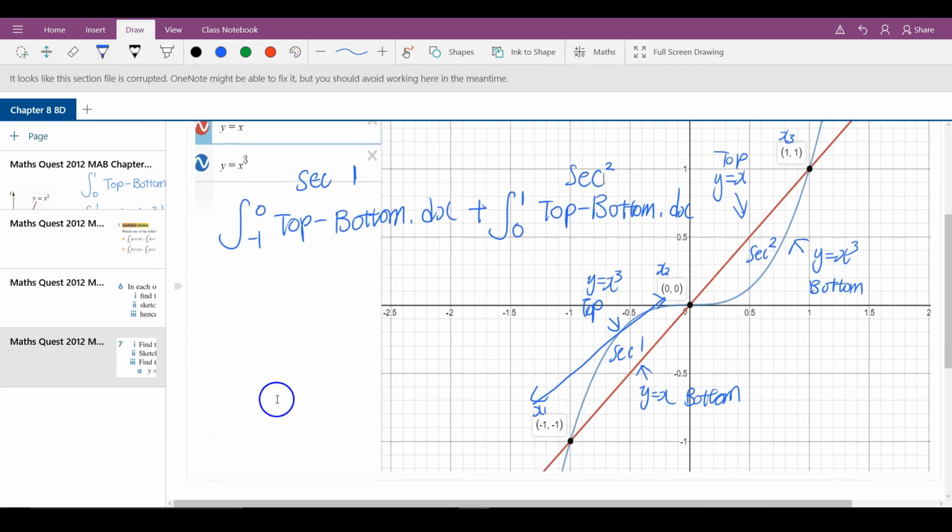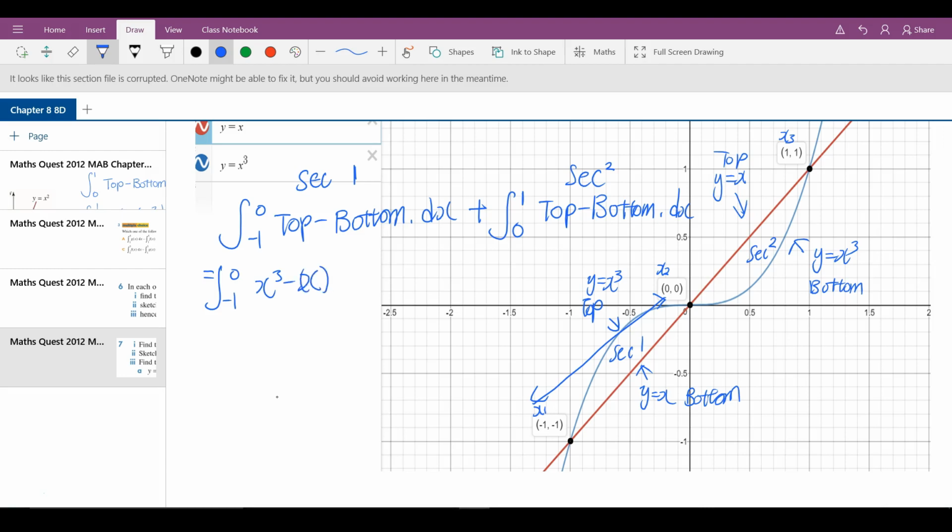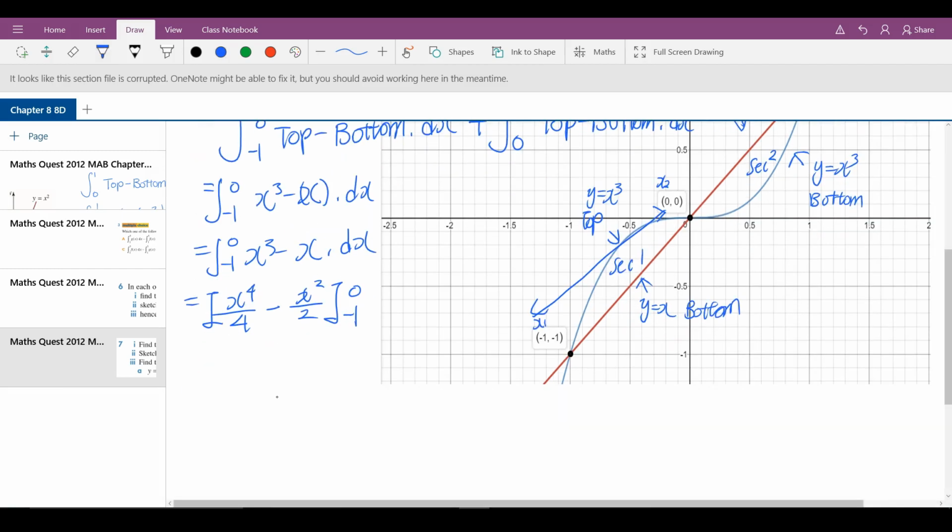Alright, so let's do it one by one. This would equal to the integral from -1 to 0. Top minus bottom will be our x cubed minus x, and then take out the brackets. And then integrate. So this will be x to the power of 4 over 4 minus x squared over 2, from -1 to 0. Alright, let's sub the values in.